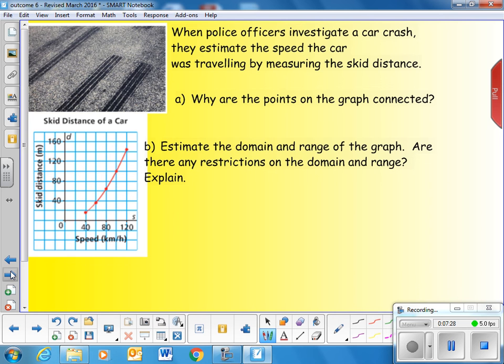Looking at the skid distance, again, if we have a skid mark, it can be every number in our graph as long as they're positive values. So the increase in speed and time are continuous.